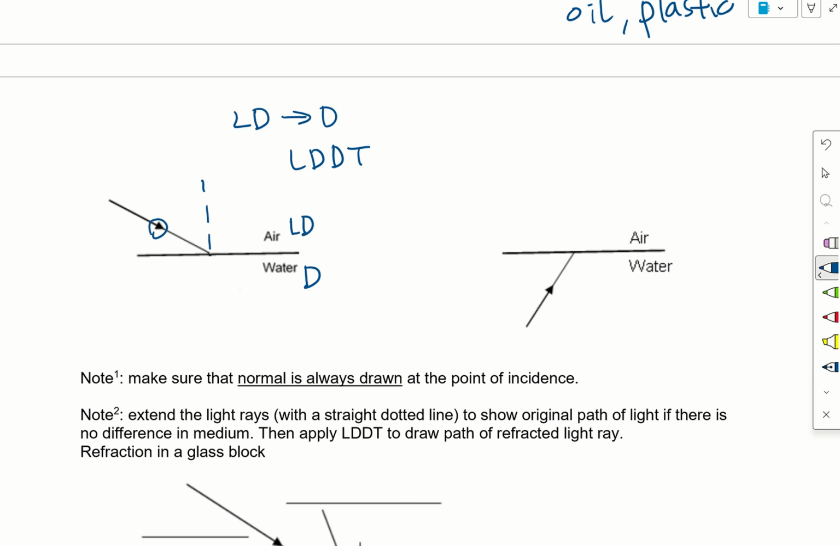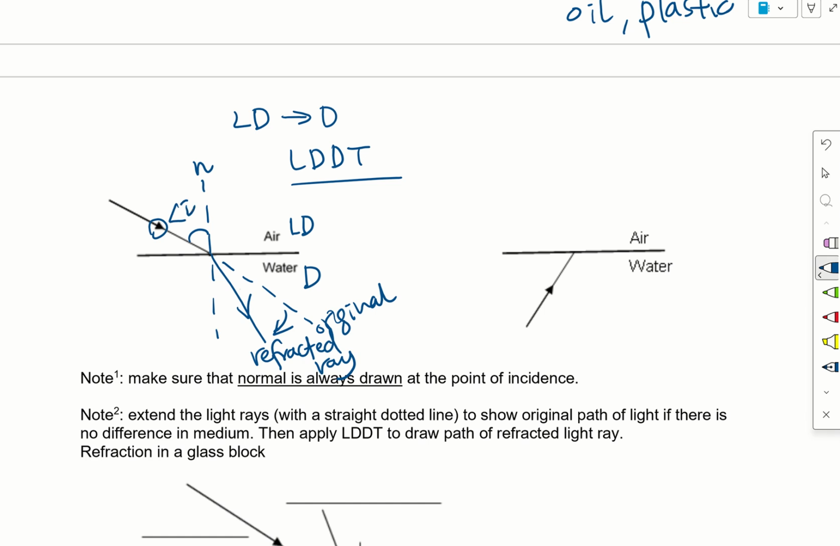So first of all, we need to draw a normal. So the normal is a dotted line, imaginary line that is perpendicular to the surface. Now that's the first step. Second step is we can continue drawing the light ray as if it hasn't bent. Okay, as if it didn't bend. Then we apply LDDT because it's going from less dense to denser. So this is the original path. So it's going to bend towards the normal. So the normal is here. It bends towards the normal. So this will be the refracted ray. Okay. So this will be my angle of incidence, and this will be my angle of refraction.